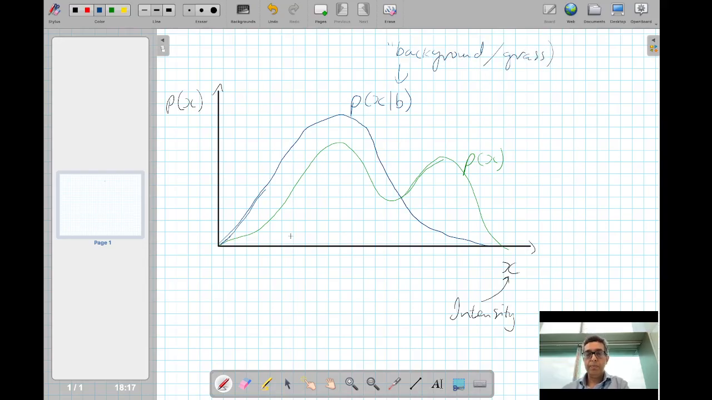Okay? So in fact, let's just get rid of that slash there, and let's just put quotes there. Okay, so that's the background or grass.